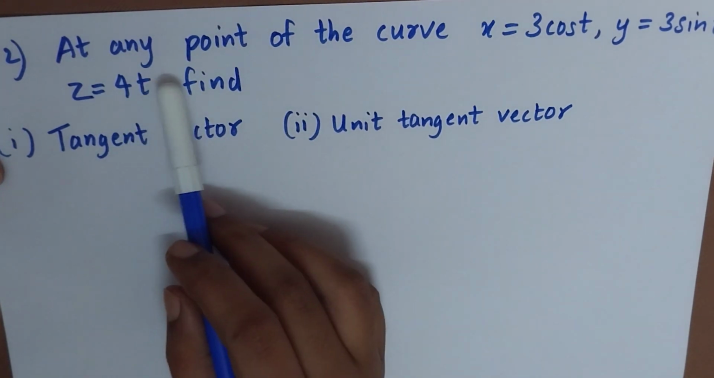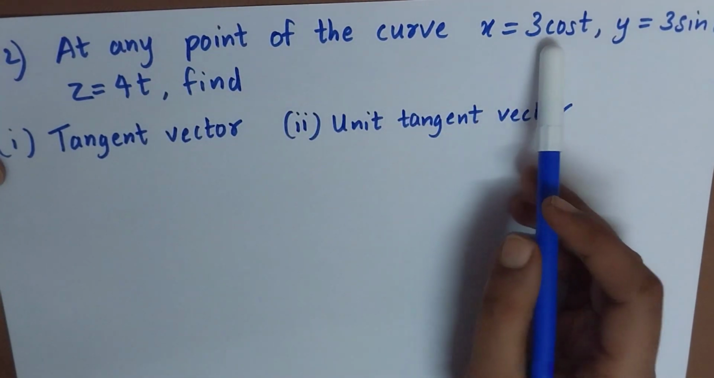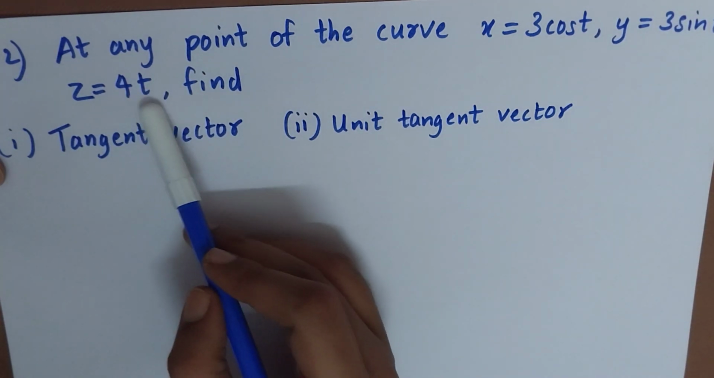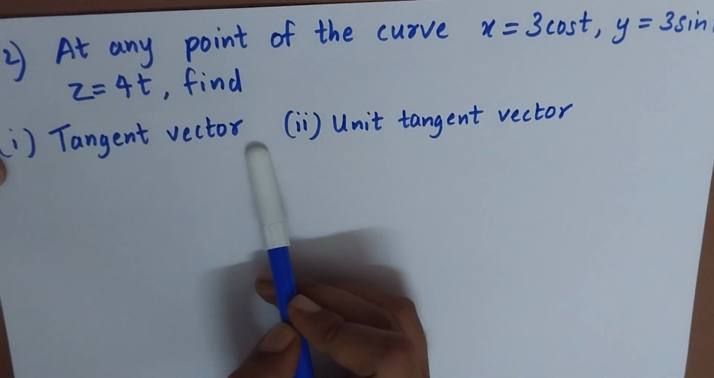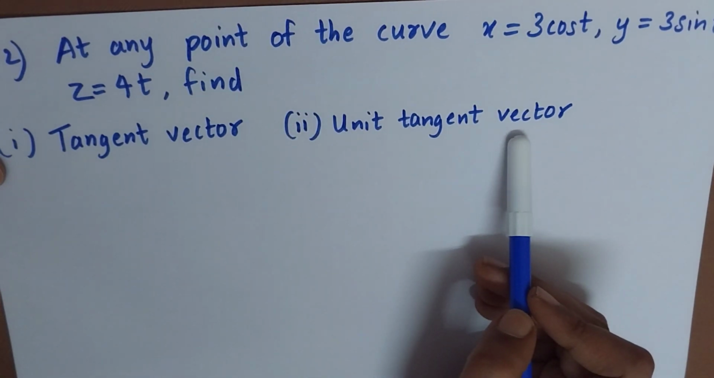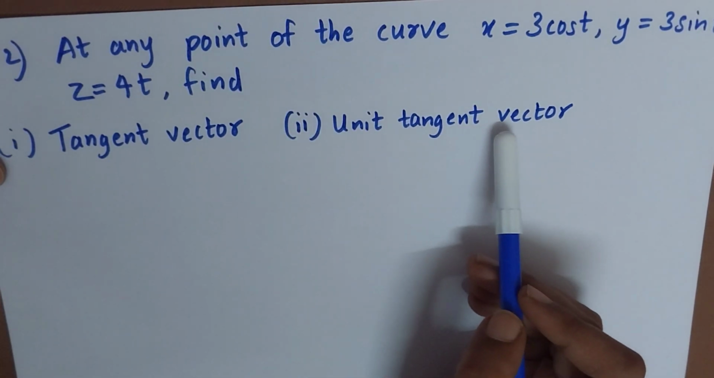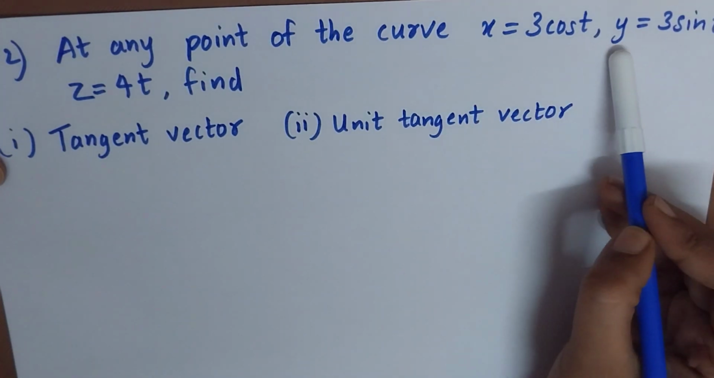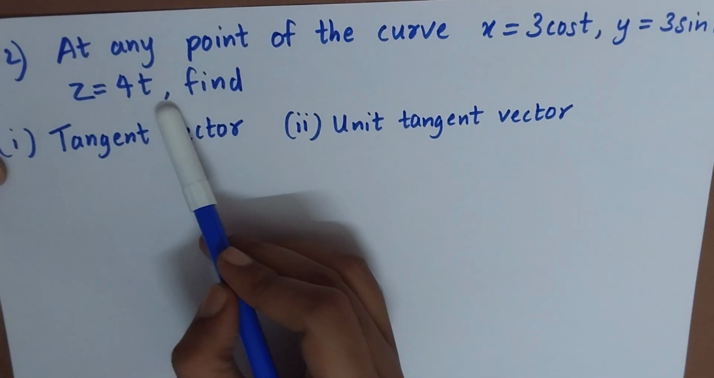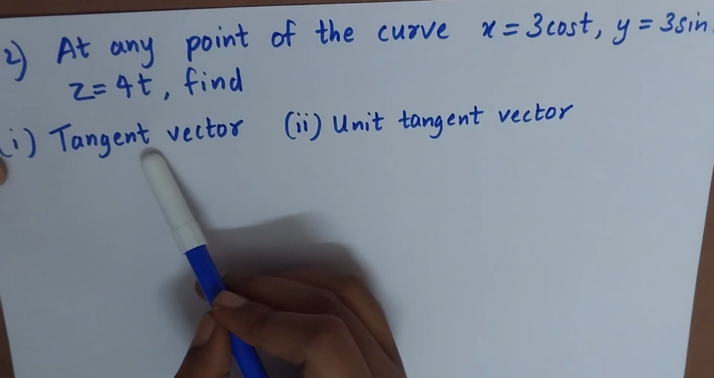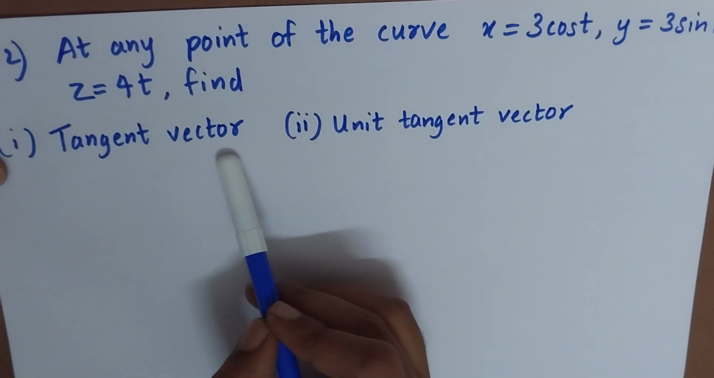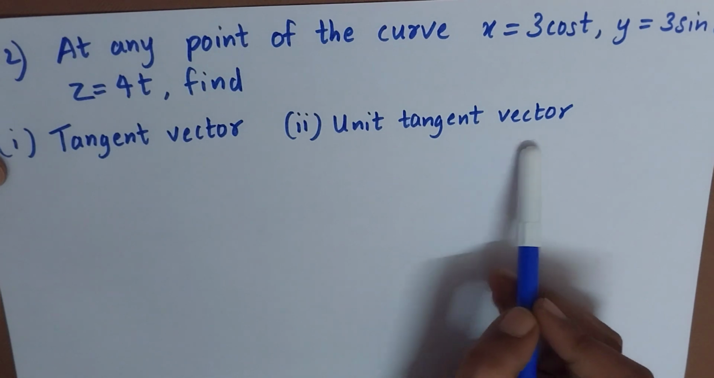Next question is, at any point of the curve x is equal to 3 cos t, y is equal to 3 sin t and z is equal to 4t, find the tangent vector. Then we have to find the unit tangent vector. First we have to find the r vector, which equals x i cap plus y j cap plus z k cap. Then we differentiate it with respect to time and we get the tangent vector, which is the t vector. When you divide this t vector by its magnitude, you will get the unit tangent vector.